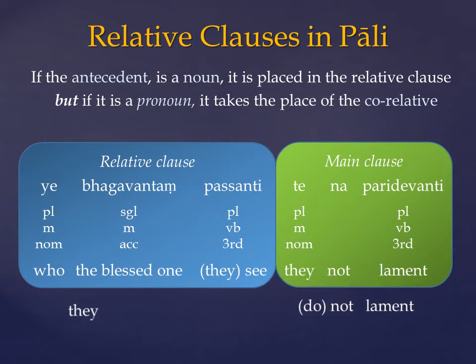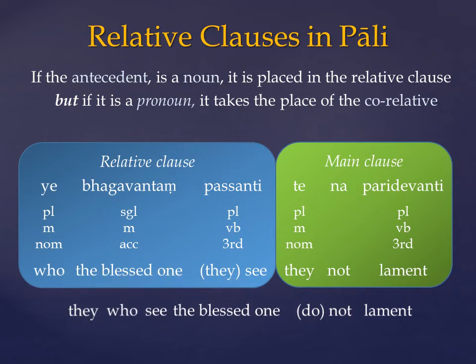So we can construct the main clause as, they do not lament. And now if we look at the relative clause, the verb pasanti is in third-person plural, matching the pronoun who, and the noun, the Blessed One, is in accusative case, being the object of this verb. So we can render the relative clause, they who see the Blessed One. And together, they who see the Blessed One do not lament.